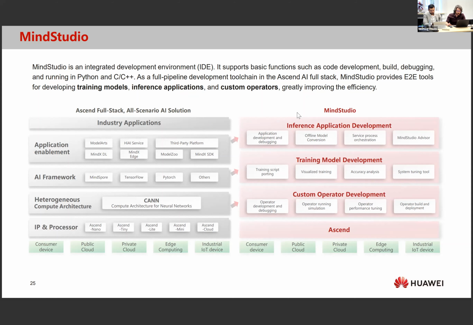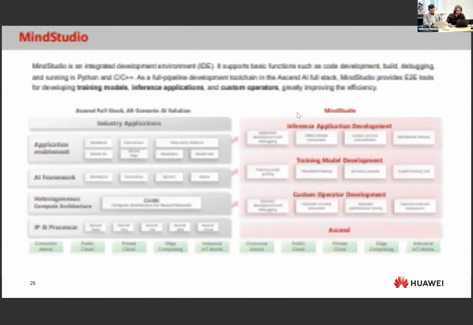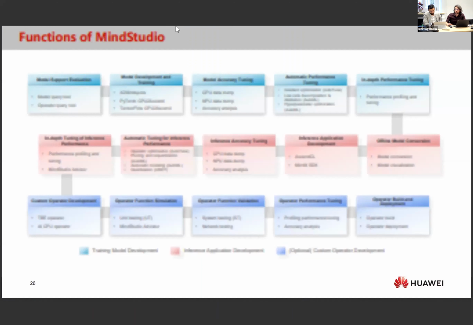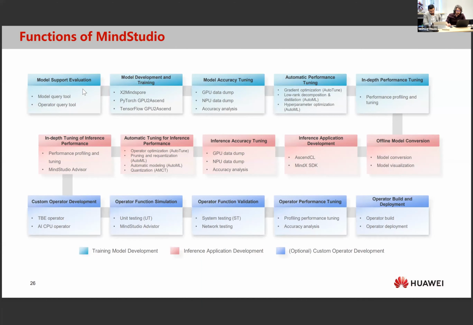In another slide we showed the interfaces as well. We can switch to another slide. Okay. Now you can see the whole set of MindStudio functions. They combine in three parts. The first part is training model development, the second part is inference application development, and the third part is custom operator development. These tools can be used in these scenarios in the MindStudio integrated development environment.